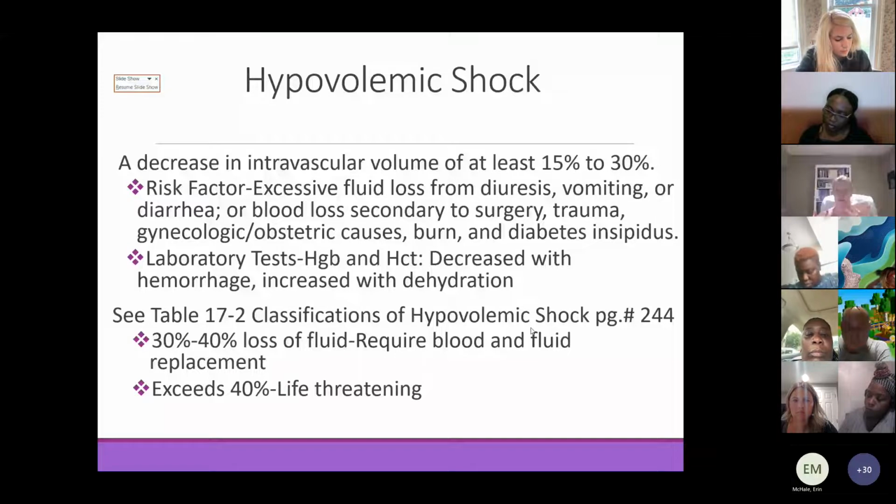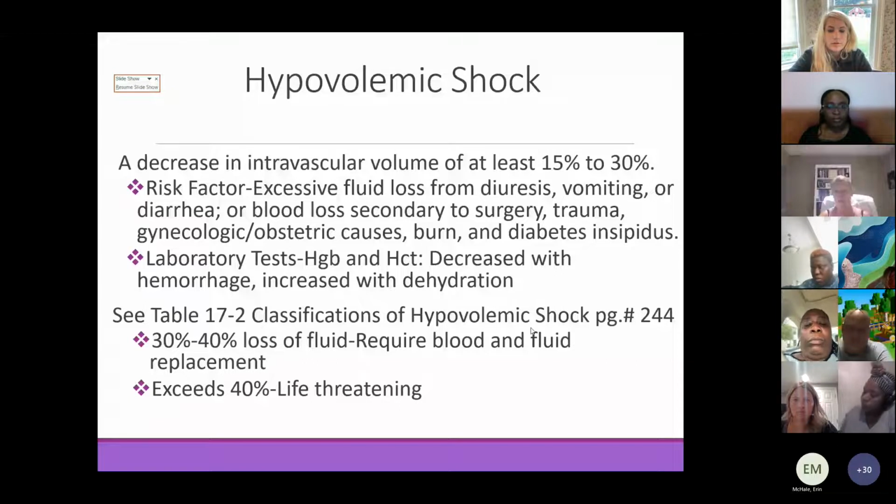And then it's also your patients who have some type of surgery and they're losing blood if they've had some type of traumatic event. The internal bleeding, external bleeding, just maybe the woman who had a baby and she's hemorrhaging and has a large loss of blood. Gynecologic issues, obstructive issues, burns. We see a lot of fluid shift.